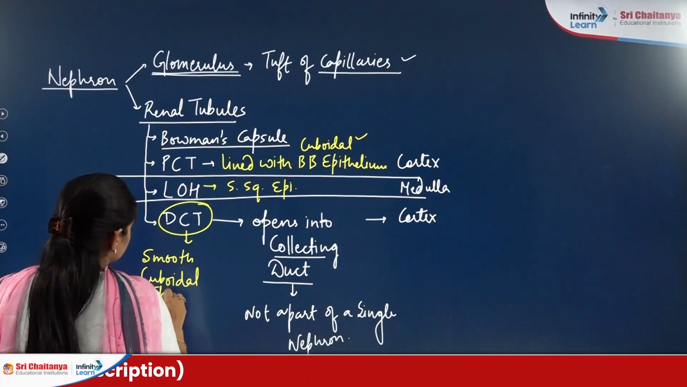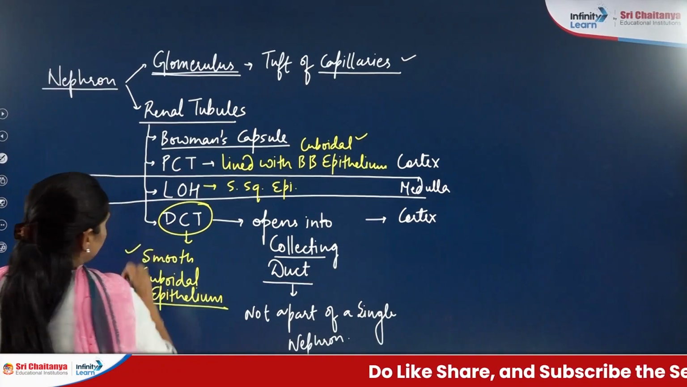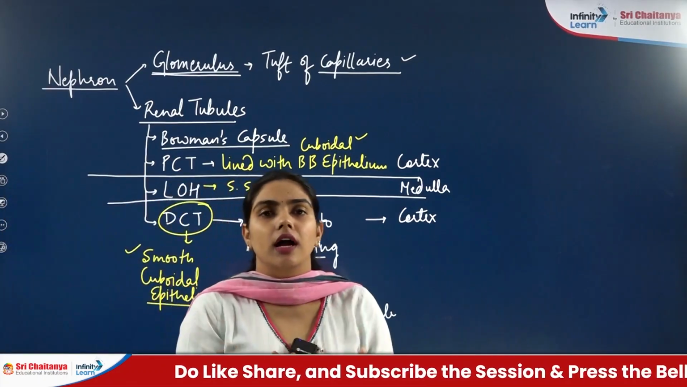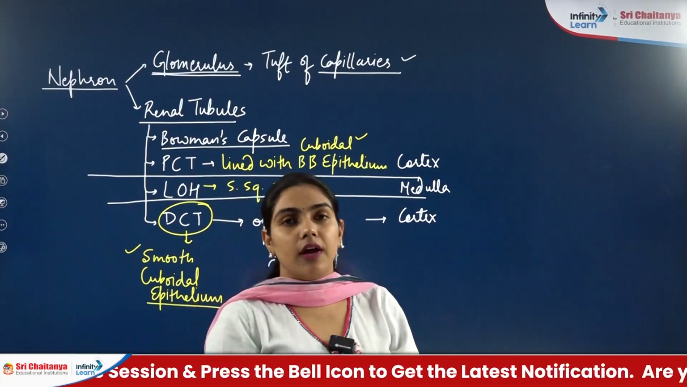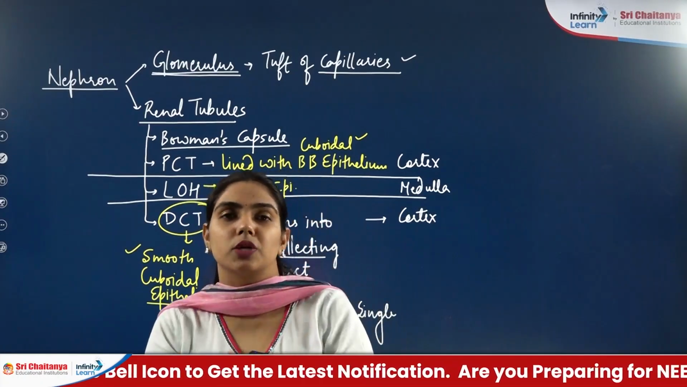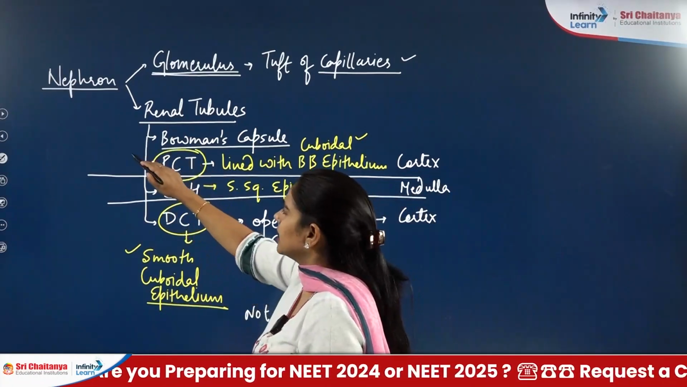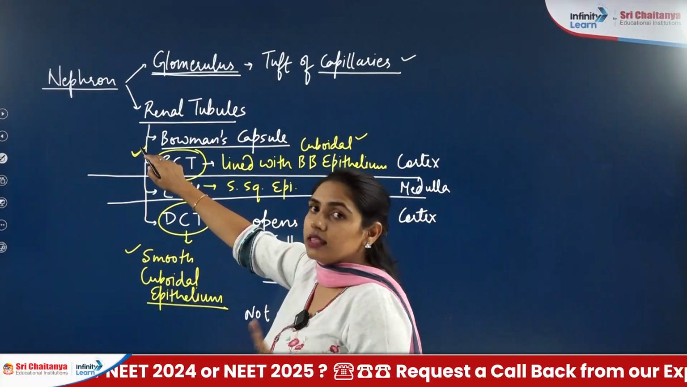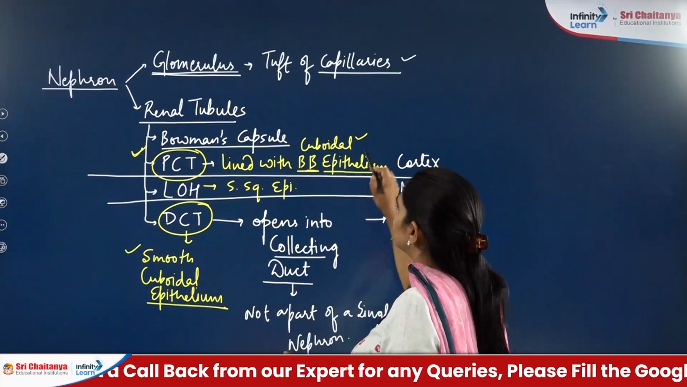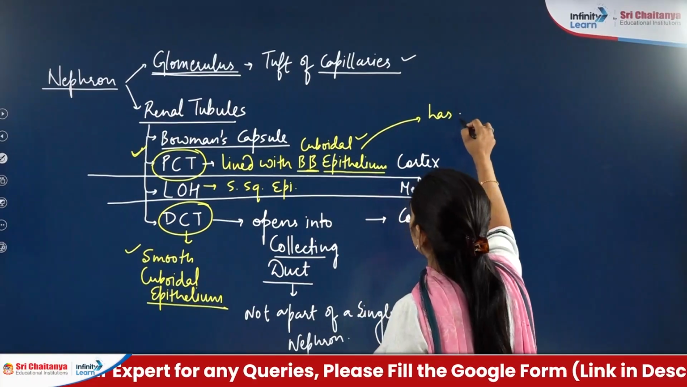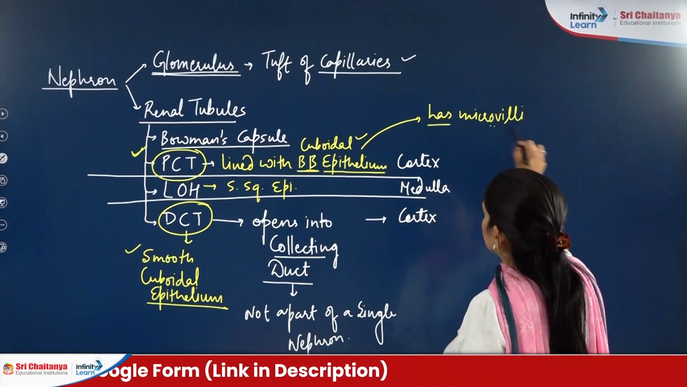Why am I telling you this? Because they will ask you the question: where does the reabsorption occur maximum? If this question comes, then always the answer will be PCT, because the surface area in the PCT is more due to the presence of brush bordered epithelium. It has microvilli. Microvilli are small finger-like projections.